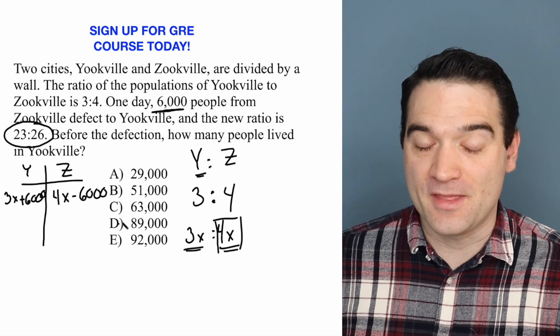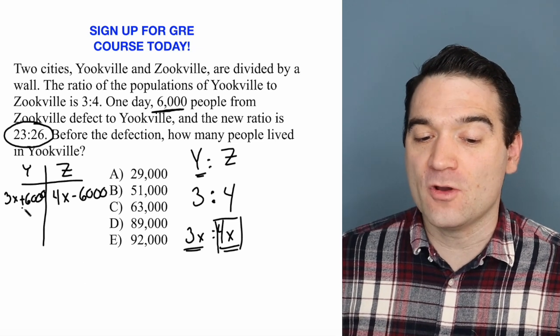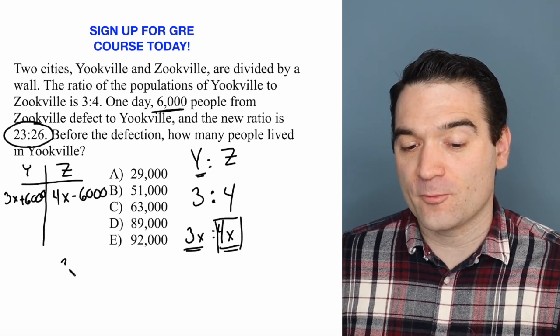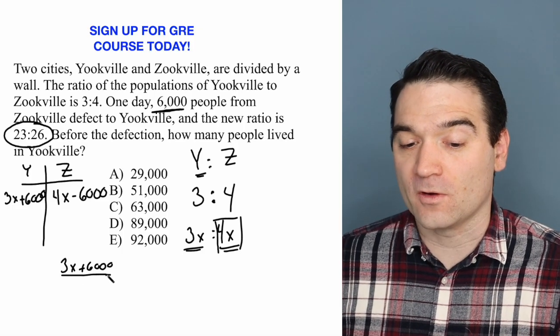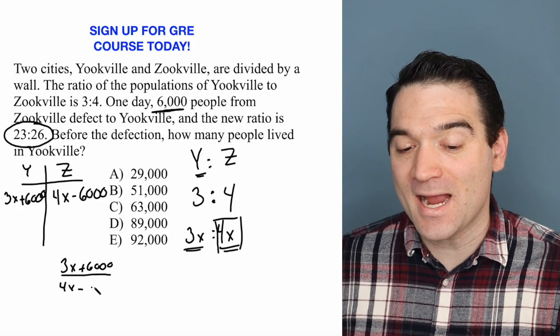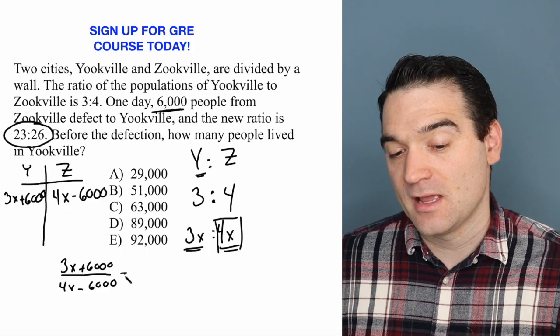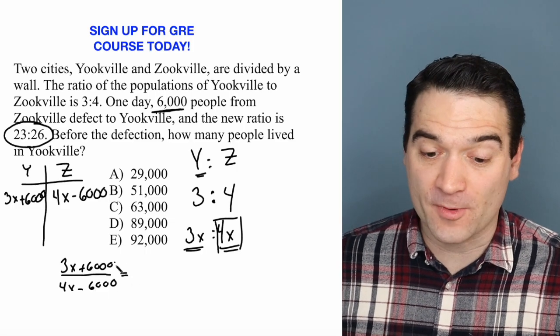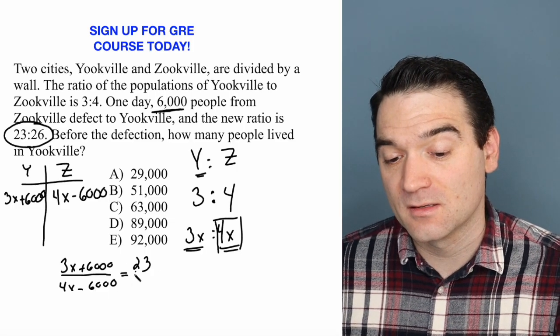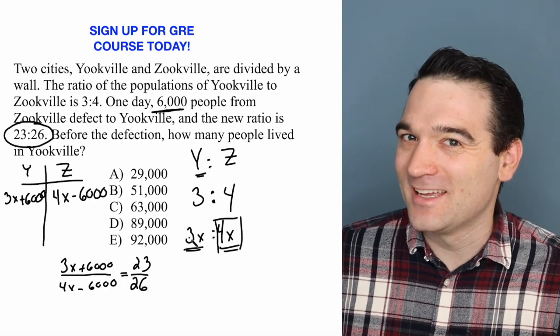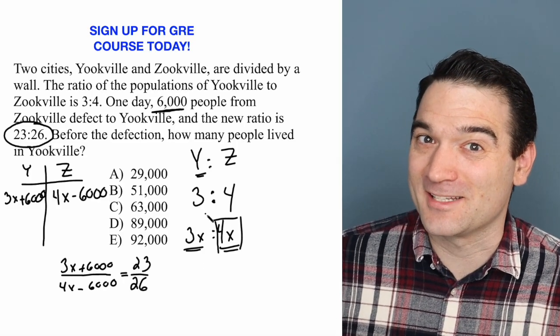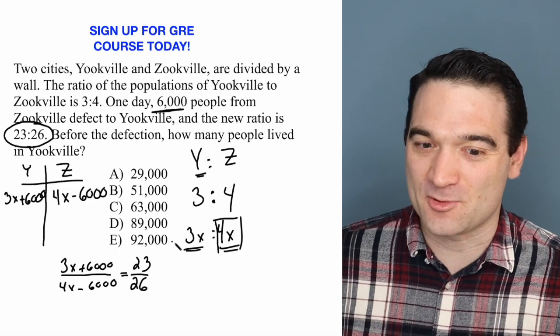So let's set up this equation. We can say that the ratio of Youkville to Zoukville, right? 3x plus 6,000 over 4x minus 6,000 is going to be equal to 23/26, right? And I'll pause right there and just say the creative way is a lot faster, isn't it? I'm just pointing that out, but you want to see the algebra, so here it is.